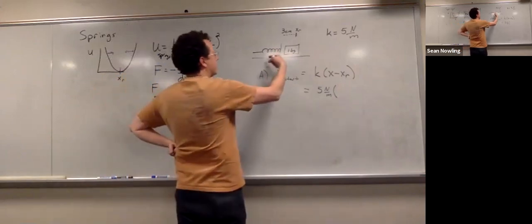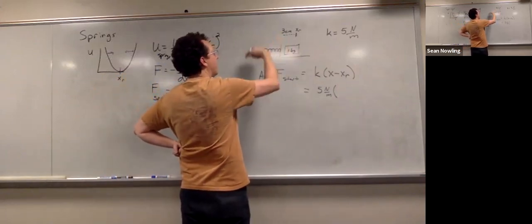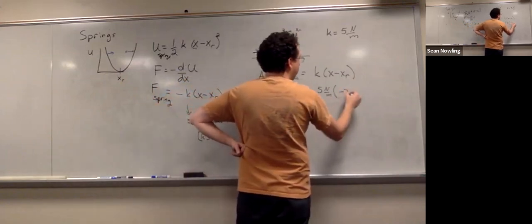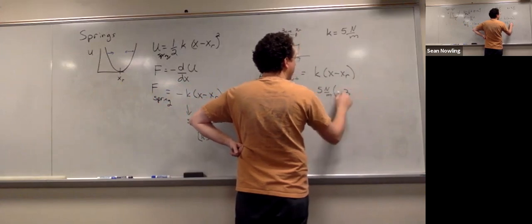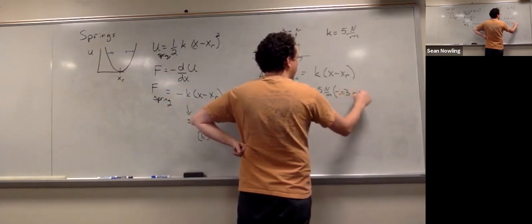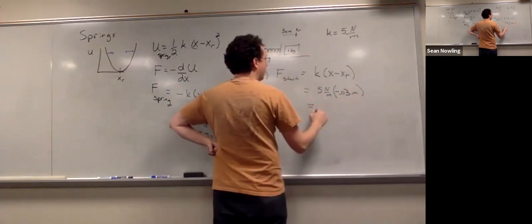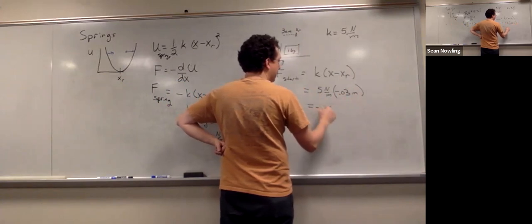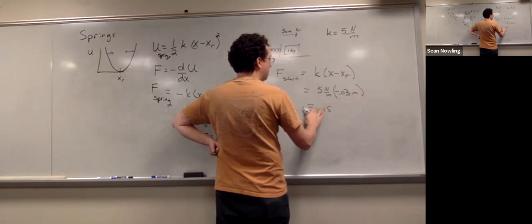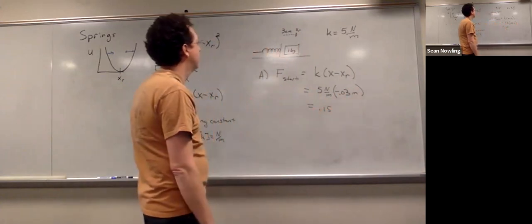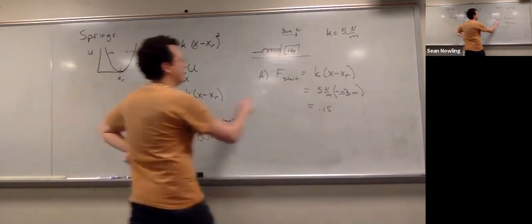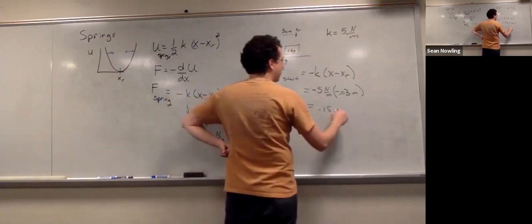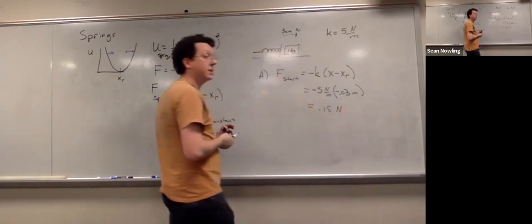X at the start is 3 centimeters to the left of the reference height because it was compressed. So that means I'm going to get -3 centimeters, so that's minus 0.03 meters. And I'm left with an initial force of 0.15, and it's negative, sorry. I forgot my minus sign. There's an extra minus sign. I end up with 0.15 newtons of force at the beginning of this problem.